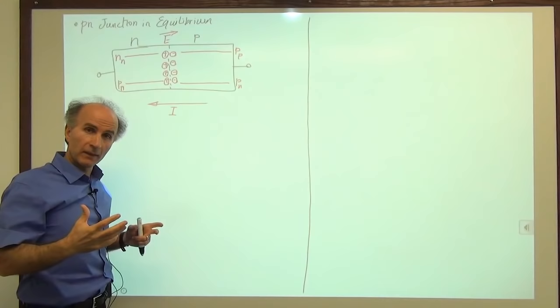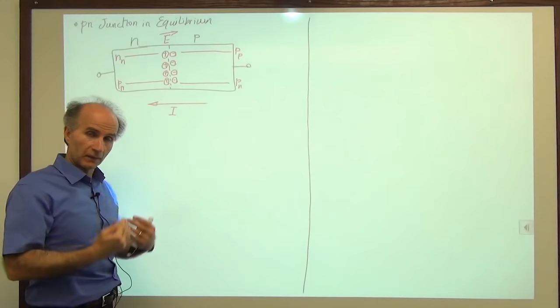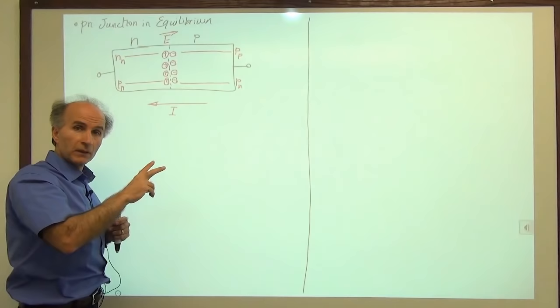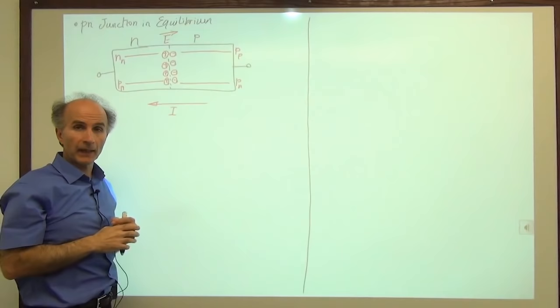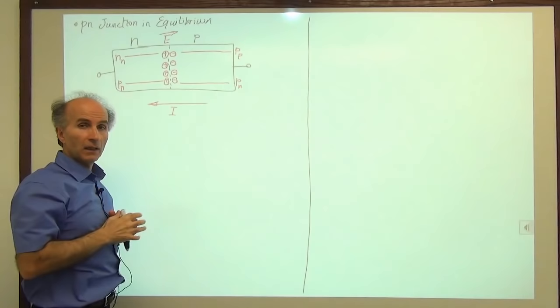We have a diffusion of holes and electrons flowing. We have a current flowing. But as they flow, they leave behind ions. The ions create an electric field. The electric field opposes that diffusion current, and as a result, these currents begin to stop. So at some point, this field is strong enough to stop the diffusion of holes this way and the diffusion of electrons this way. And that's when the junction reaches equilibrium. Equilibrium means that the electric field has reached a point to stop the diffusion currents.